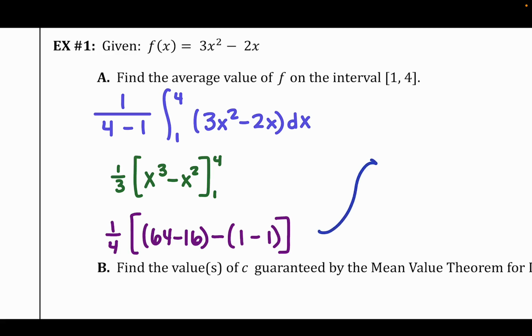So this would be 1/4, not one. Oops, it is 1/3. Goodness, I changed it to a 4 somewhere. 1/3, there we go, times 48, which equals 16 as our final answer. So the average value of f on the interval from 1 to 4 is 16.